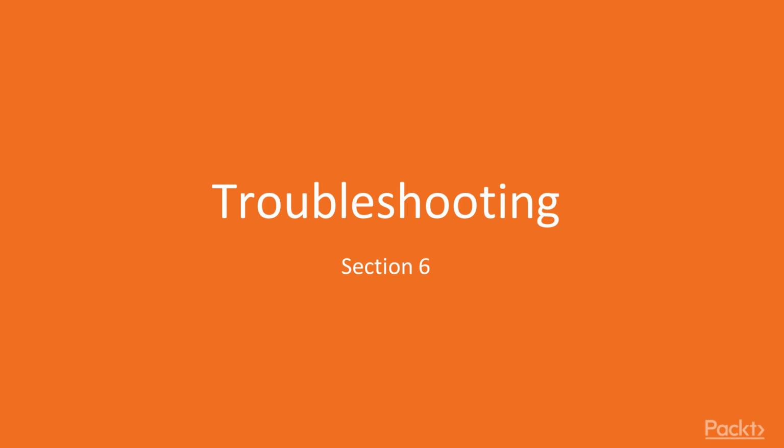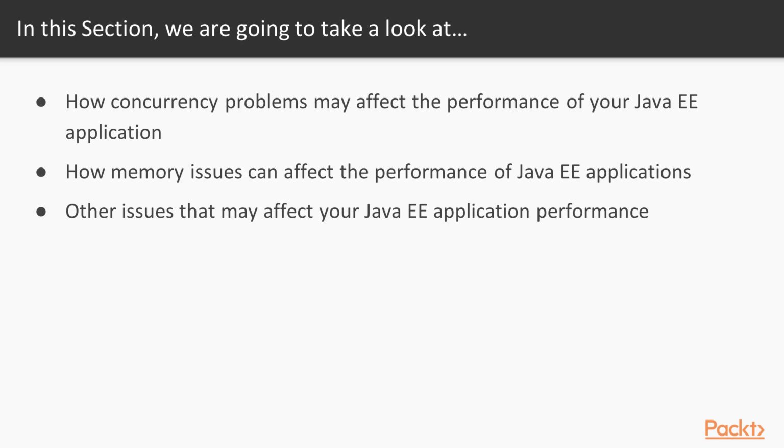This section covers the troubleshooting of Java EE applications. We are going to take a look at how concurrency and multithreading problems may affect the performance of a Java EE application, how memory issues like memory leaks or other problems can have a similar effect on the performance of Java EE applications, and other miscellaneous issues that may affect your Java EE application performance and cause problems like running out of disk space or similar problems.